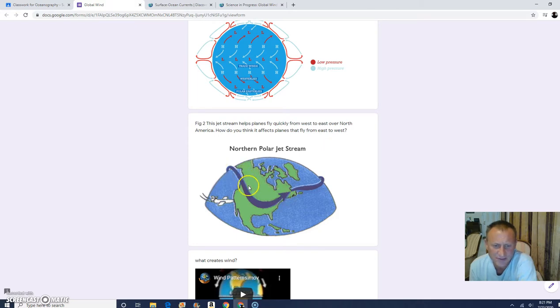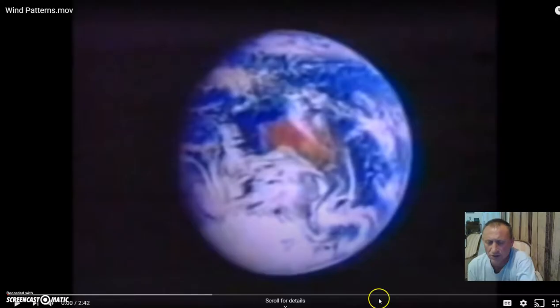When the jet stream dips down low like this, the cold air comes here. If the jet stream goes further higher up towards the North Pole, the warm air travels up in that direction. So what causes winds to blow?